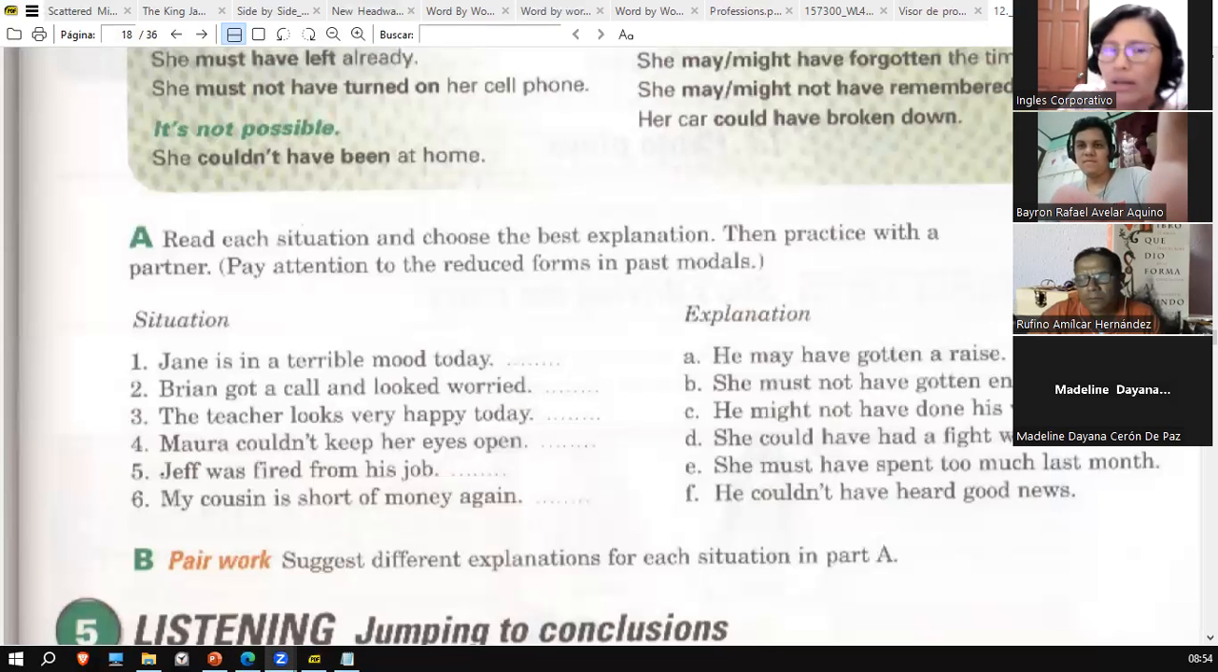So let's go ahead and answer this. We're going to match the number with the letter, okay? So please take 3 minutes, tómese unos minutitos, unos 2-3 minutos para completarlo y luego lo vamos a revisar, okay, juntos.